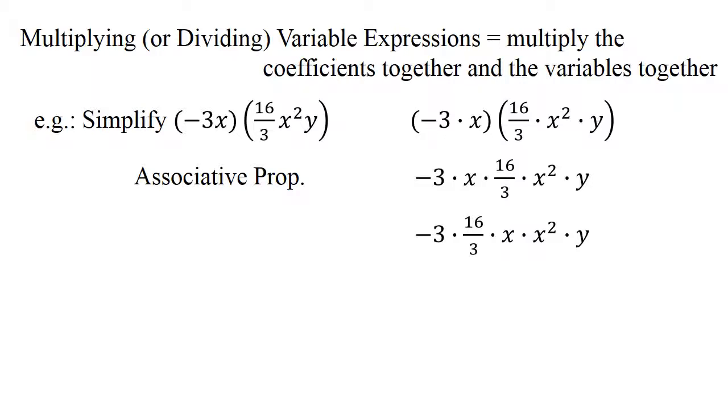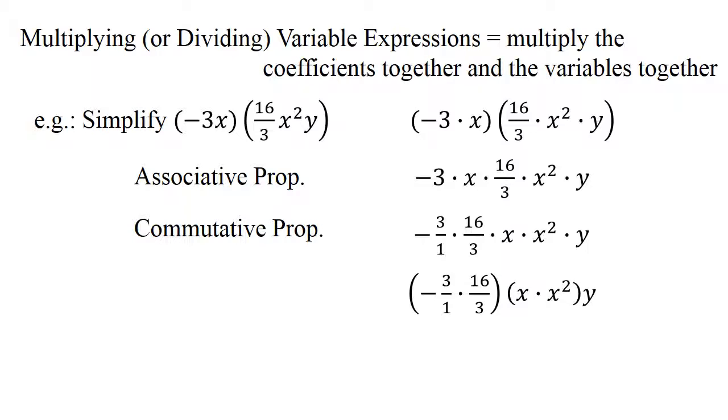Now I'm rearranging the order. I put the 16/3 together and I put the x with the other x squared. Why am I allowed to do that? Again, the commutative property. And maybe, whenever you take a whole number times a fraction or an integer times a fraction, you might want to write that as a fraction itself. So you can think -3 is the same as -3/1.